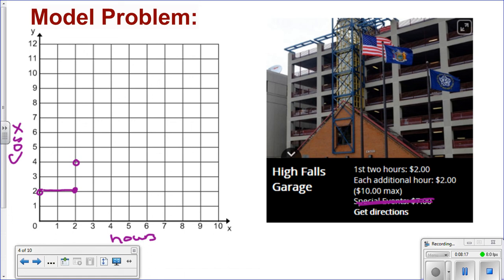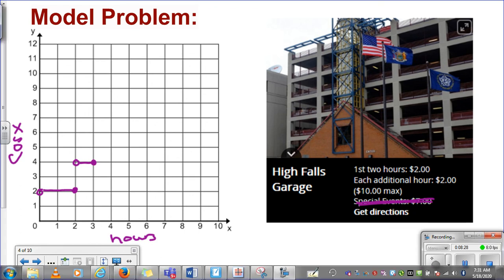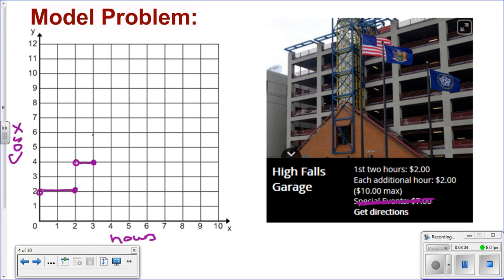Anything beyond that is going to cost me another $2. So as soon as I go beyond 3 hours, I'm going to jump up another $2. So you'll notice the pattern. As soon as I go over 4 hours, I jump up another $2.